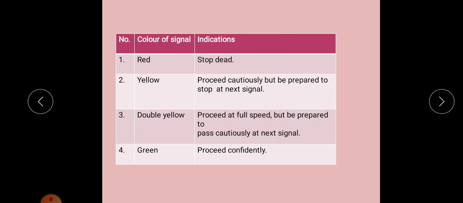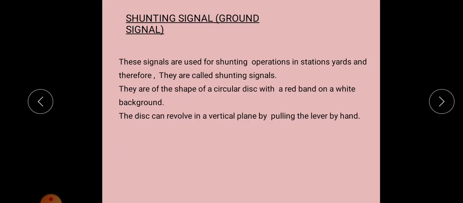Red means stop dead. Yellow means proceed cautiously, but be prepared to stop at the next signal. Double yellow means proceed at full speed but be prepared to pass cautiously at the next signal. Green means proceed confidently. This is very familiar to you, you are driving vehicles. Okay, so no need to explain too much. You should read the textbook.